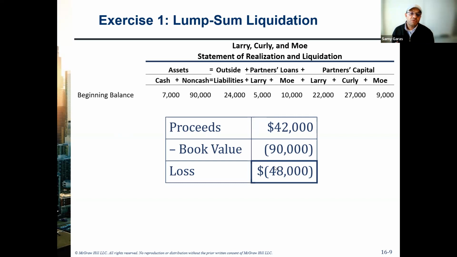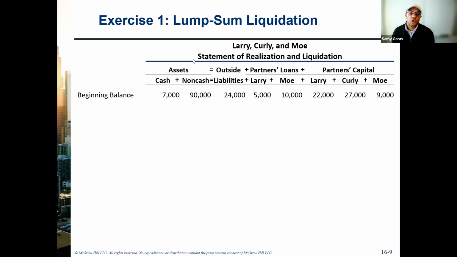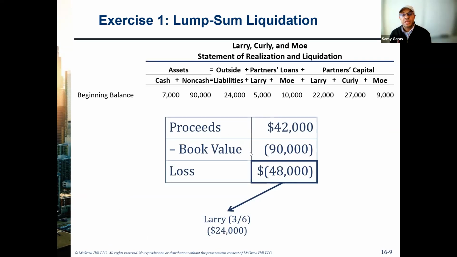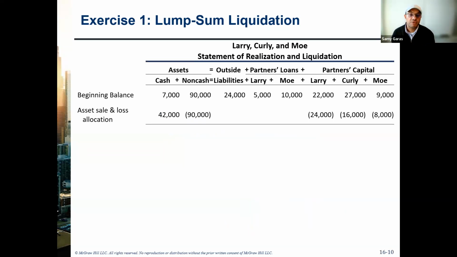So here in our sale, we made a loss of 48,000. And if we go back here, we need to divide the 48 by 3 to Larry, 2 to Curly, 1 to Mo. So we add 3 plus 2 plus 1 equals 6. We multiply 48 times 3 over 6 and get the portion of loss that will go to Larry. The second one, 48 times 2 over 6, 16 goes to Curly. And the last one, 1 over 6, 8,000 goes to Mo, and we record it that way.